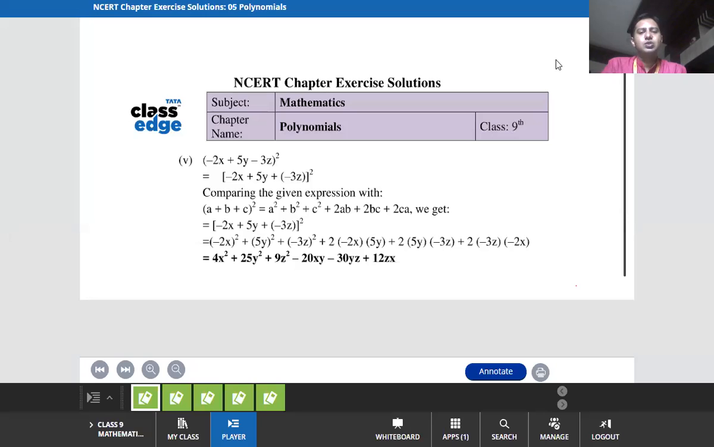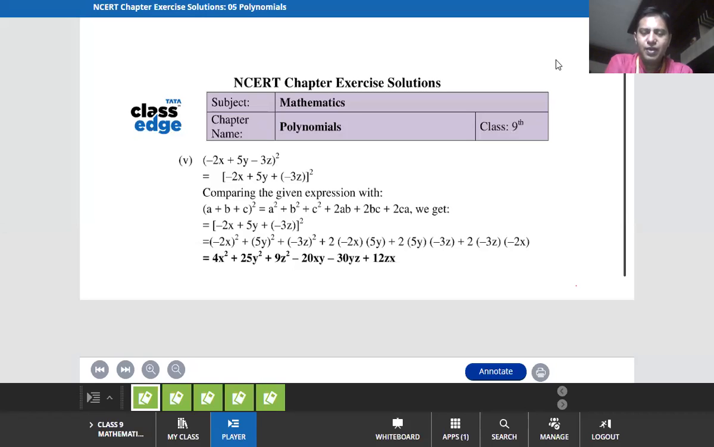2ab, 2 into minus 2x into 5y; 2bc, 2 into 5y into minus 3z; and 2ca, 2 into minus 3z into minus 2x. Now we'll solve the brackets. Minus 2x square is 4x square, 5y square is 25y square, minus 3z square is plus 9z square.